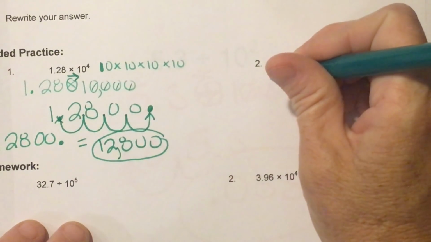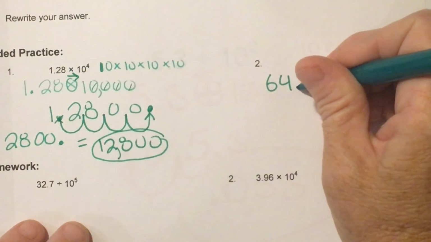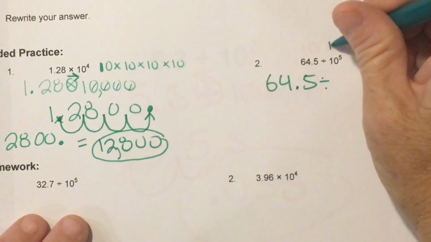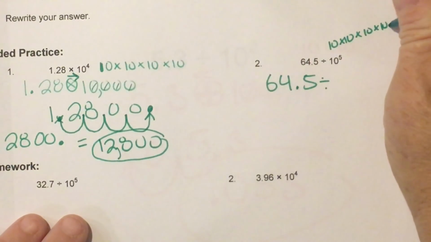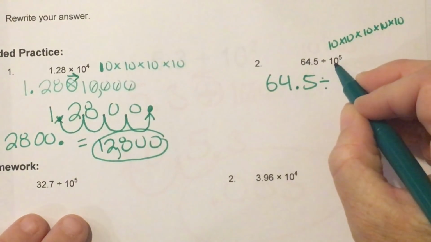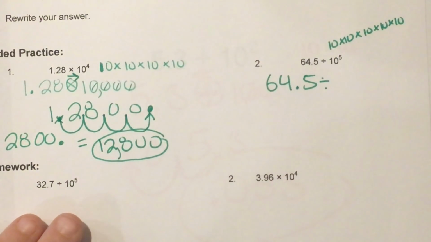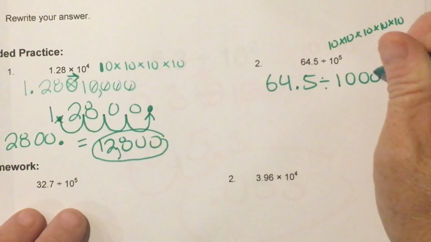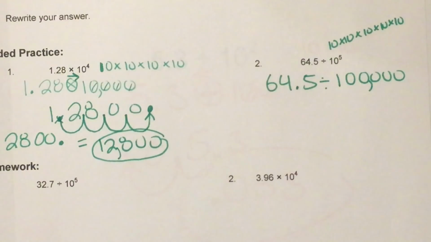Okay, so step 1 is I need to get rid of this. The way I pronounce that is 10 to the 5th power. So that means 10 times 10 times 10 times 10 times 10. I have 10s and I have 5 of them. 1, 2, 3, 4, 5. Or hopefully I know I'm going to say I have 1, 2, 3, 4, 5 zeros, which means 100,000.